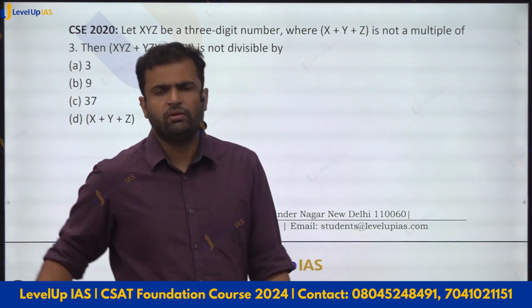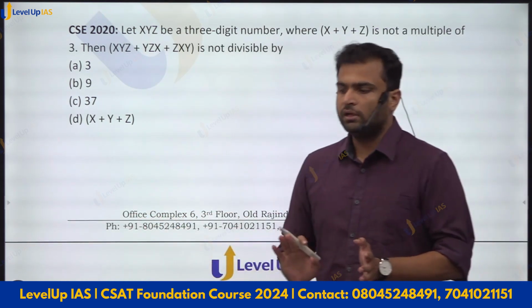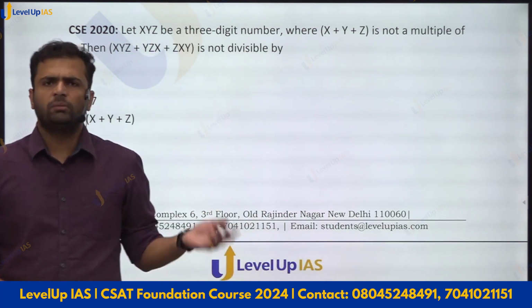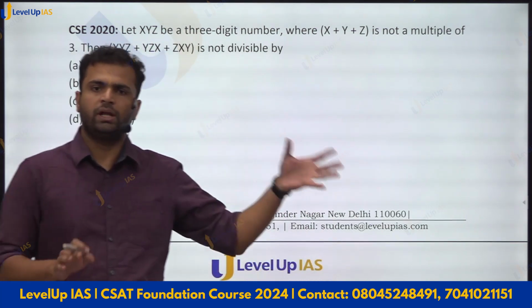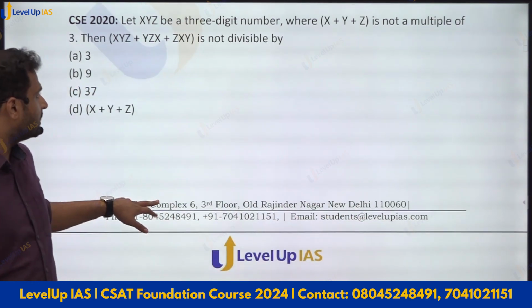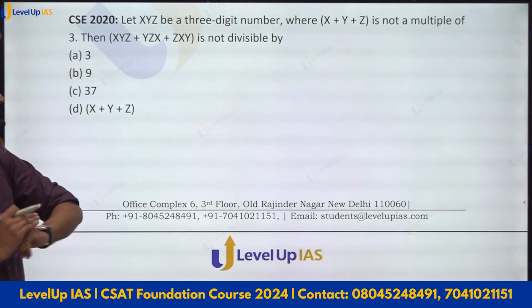But in any case, even if direct questions are not asked, indirect questions are invariably asked from the arithmetic chapter, in the form of data sufficiency, or in some other way, in the form of some LR questions mixed with arithmetic. So such questions are always asked. Arithmetic is always important. Let us see this next question.